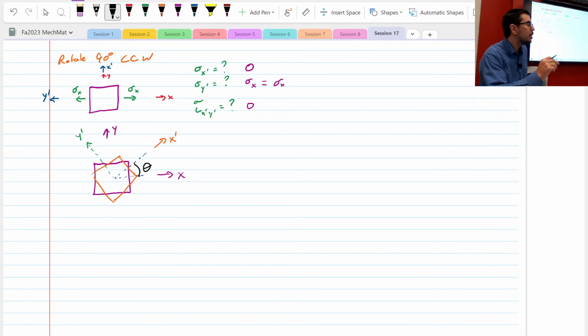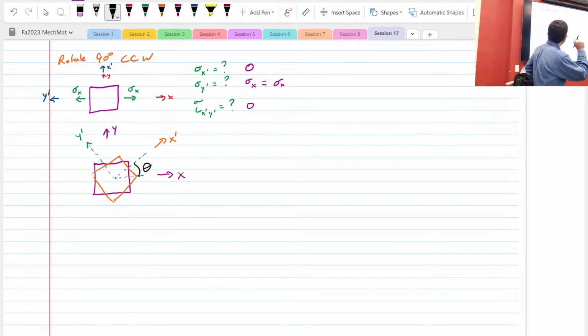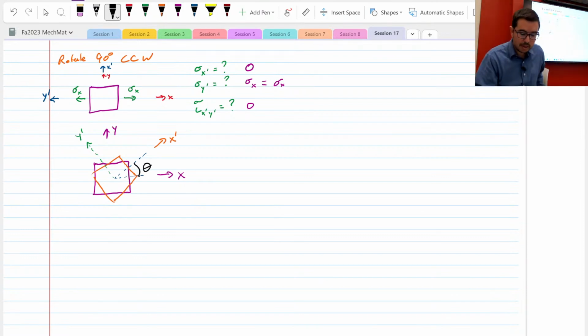Okay, so here we've got a rotated element. What in the world are we going to do? How are we going to make these two things equal to each other? What do? A twisted form of method of sections.